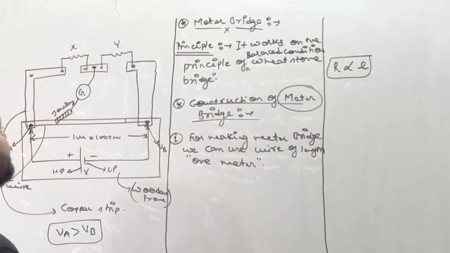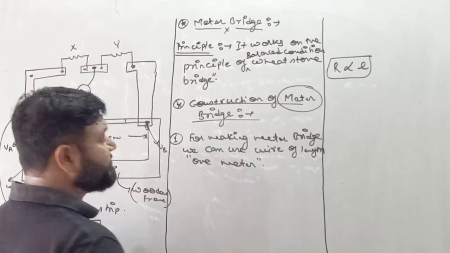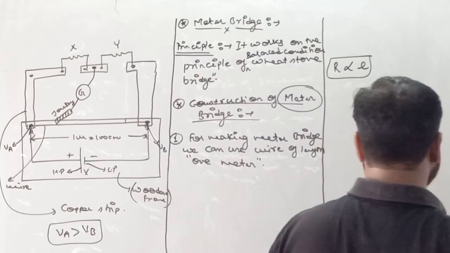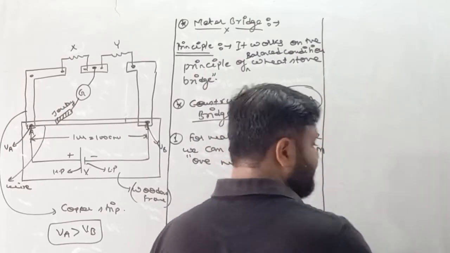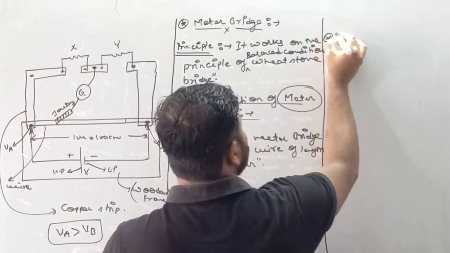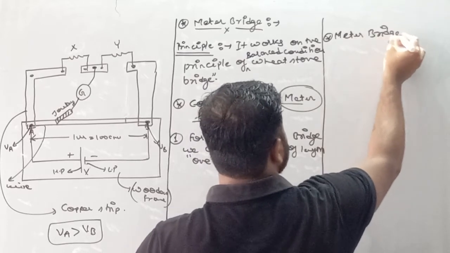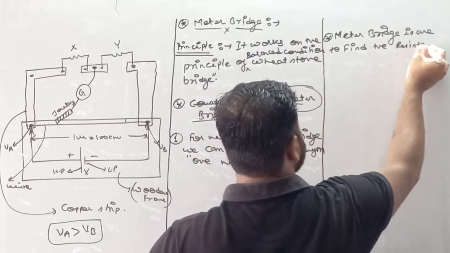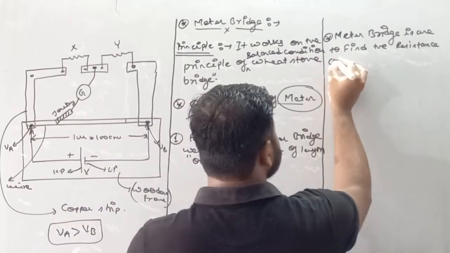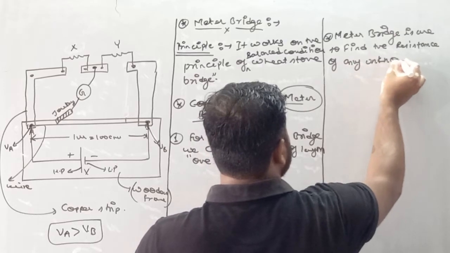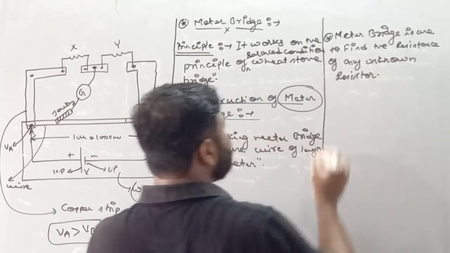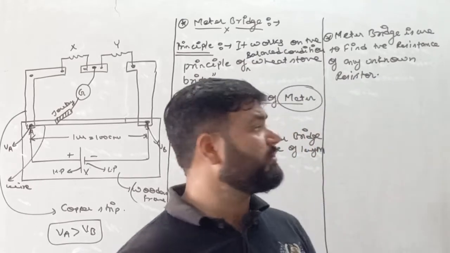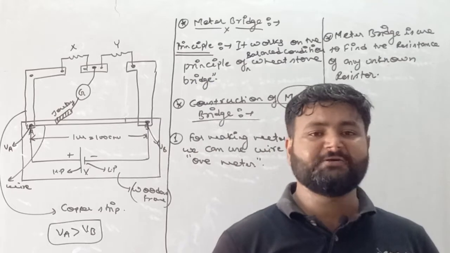Now see my dear student, what is the working of the Wheatstone bridge? The Wheatstone bridge is basically used to find the resistance of any unknown resistor. So write down, meter bridge is used to find the resistance of any unknown resistor, my dear students. So what is the work of the meter bridge? The meter bridge works to find the unknown resistance of any resistor.